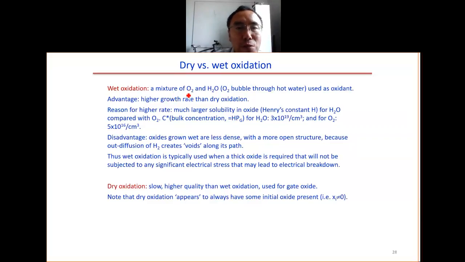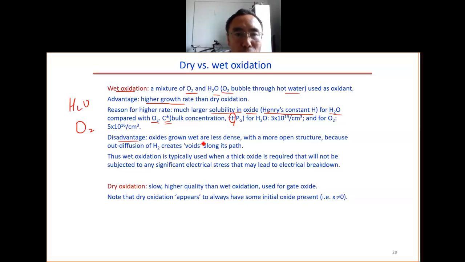So here we compare the dry oxidation and the wet oxidation. In this case, oxygen bubbles through the hot water. The wet oxidation has a higher growth rate, and this is because of the Henry's constant. The Henry's constant for the water molecule is much higher than for oxygen. We know the C star term has the Henry's constant in it. For the water it is this number here, and for the oxygen it is this number. Effectively, we can say that the solubility of water in oxide is much bigger than the solubility of oxygen in oxide. That's why the wet oxidation has a much higher oxidation rate.